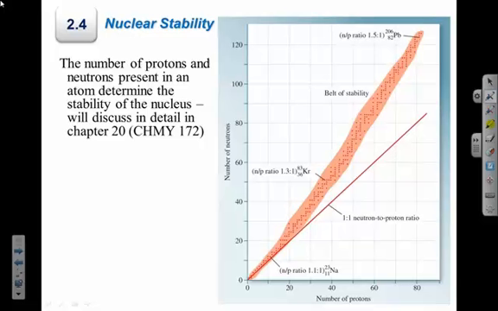Is the line the ideal? No, the band. This is the band of stability, or the belt of stability. This highlighted area includes the isotopes that are stable. So if you're not in that area, if you're over here, and you make an atom with those particles, it's not going to be a stable atom.